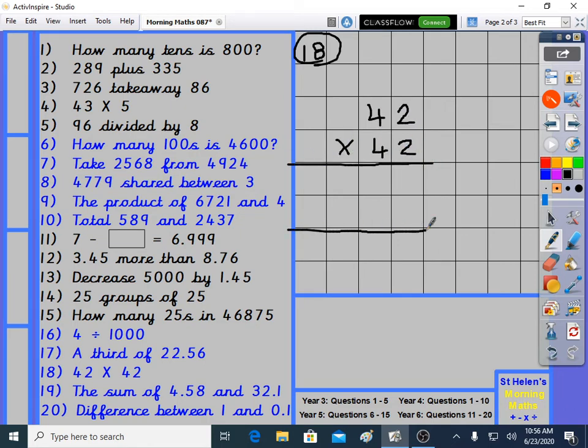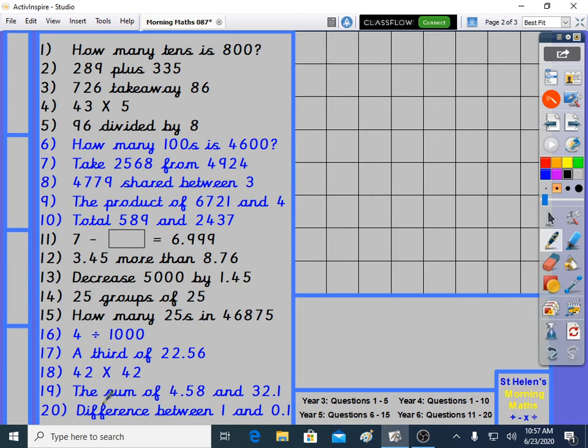Long multiplication. We need a 0 on the second line. 2 times 2 is 4. 2 times 4 is 8. That was easy. The next line, so we've done that. 4 times 2 is 8. 4 times 4 is 16. Well, this has not been the hardest question ever, has it? Add up at the end. 1,764. 40 times 10 is 420. Yeah, looks about right. 1,764. And we're on question 19.